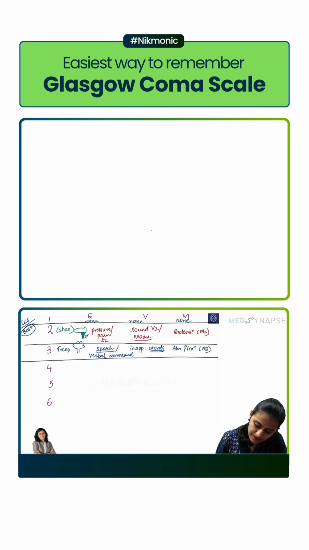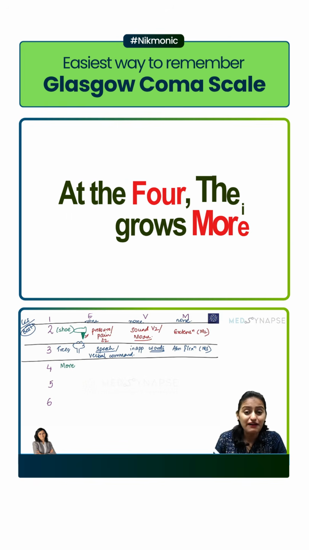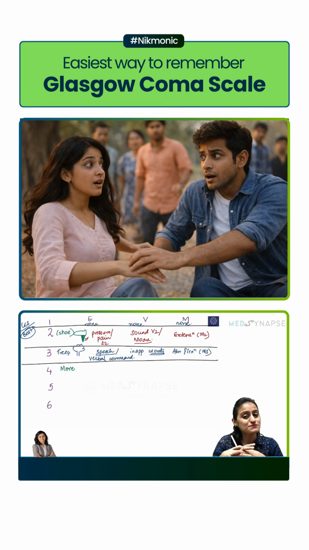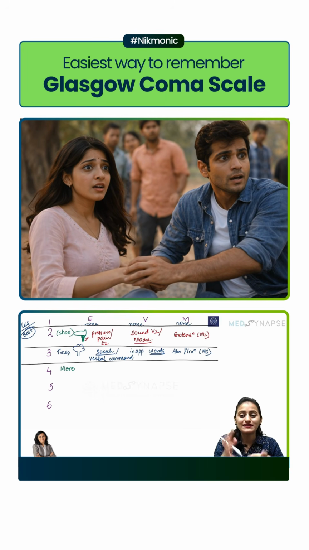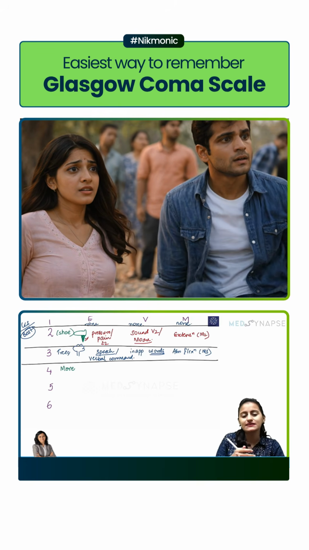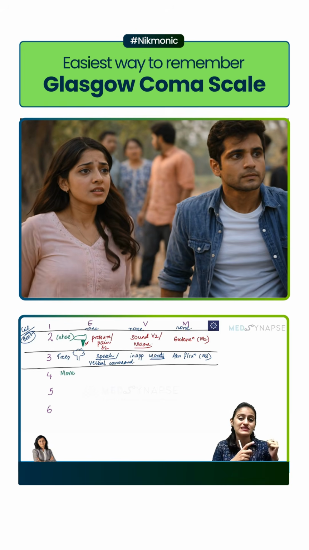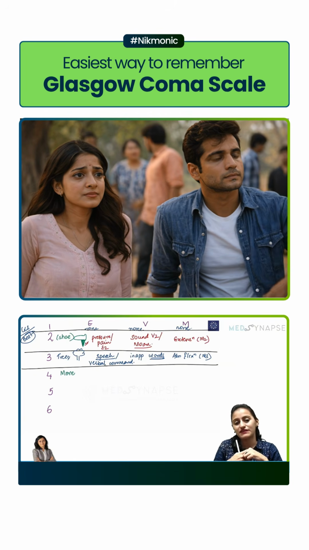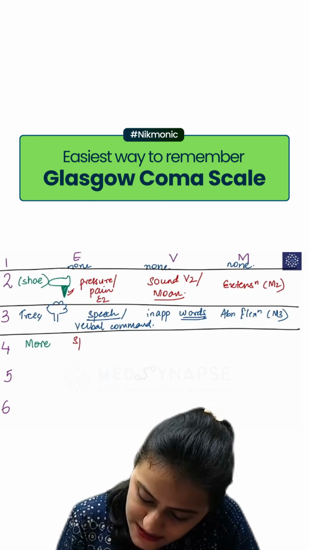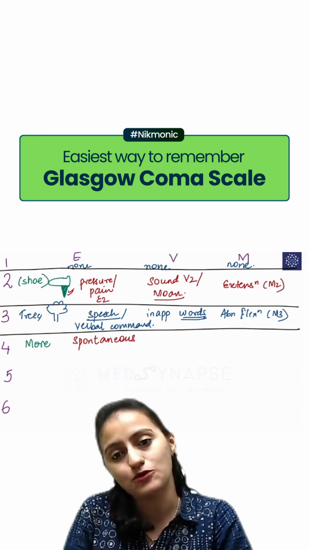Now coming to 4. Now 4 is rhyming with more. So at 4, their love grows more. Okay, so now at 4, their love grows more and they are noticed by the surrounding people, right? When the surrounding people come there, they get confused and spontaneously they come back to normal position. That means they withdraw from the abnormal flexion they were sitting in and come back to normal flexion. So what is the E4 here? It is spontaneous. Okay, spontaneous eye opening, that is the maximum E score, E4, right?